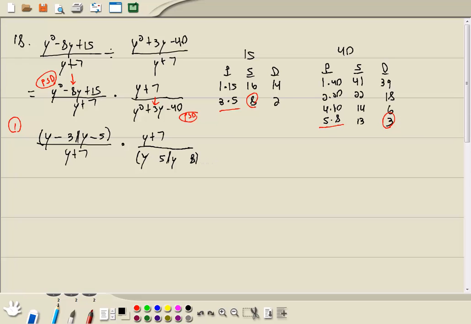Now our larger number, we're using 5 and 8, so the larger one is the 8. The larger number is always the same sign as the middle term, which in this problem is a positive. Now the number I circled in the difference column, D for different signs. So if the 8 is positive, the 5 is negative.